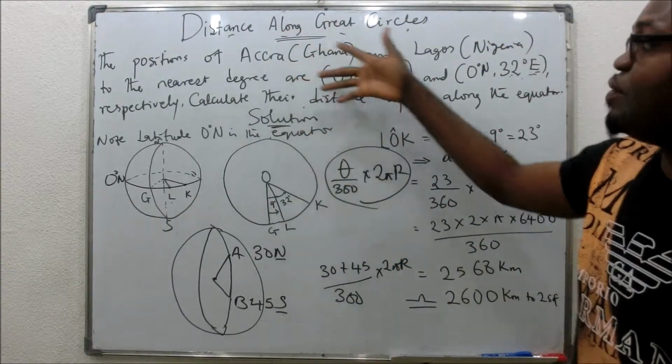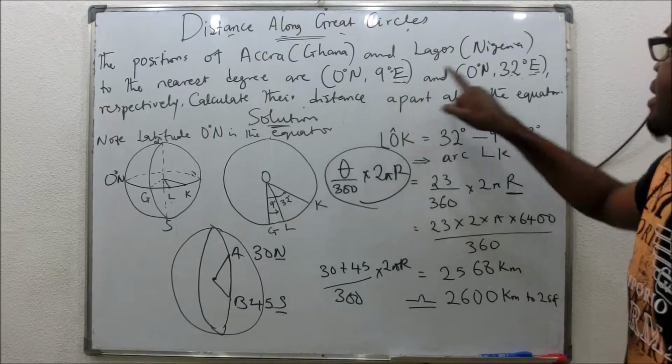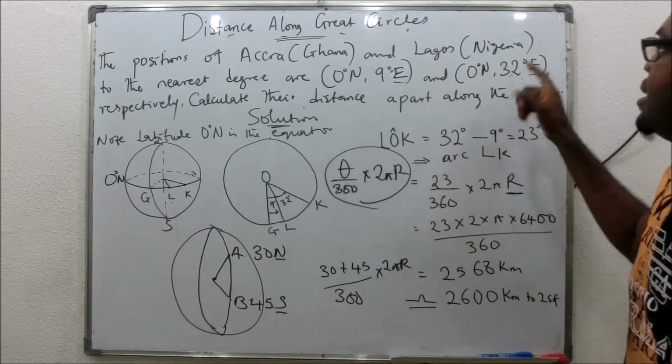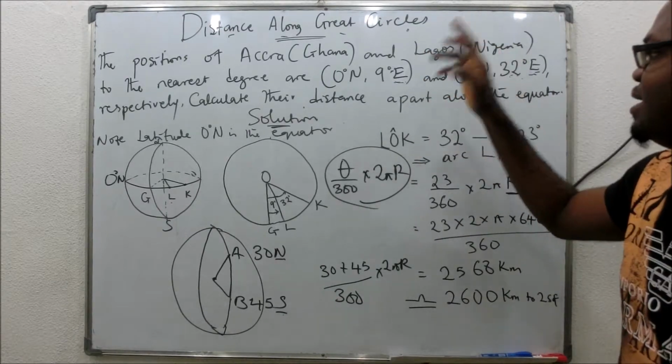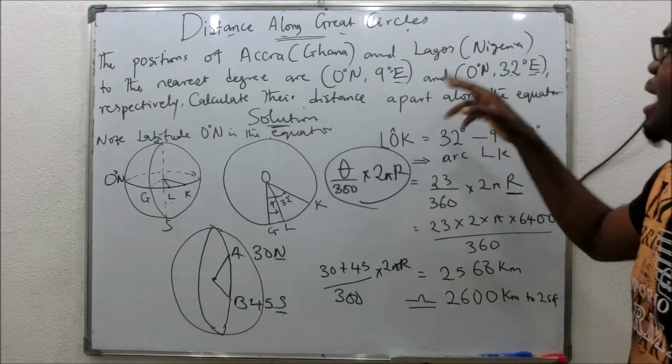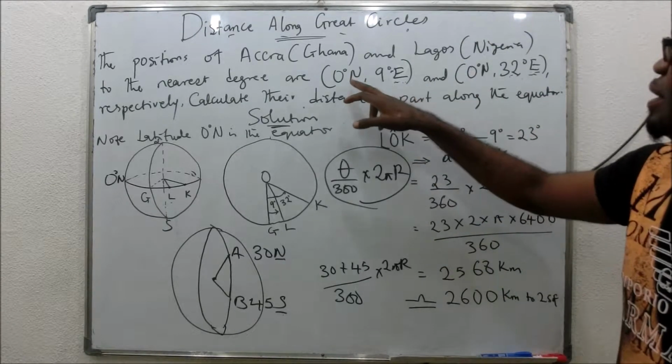So whenever you're given a question like this, just look at the positions. If it is the same, east, subtract. If it is west, subtract. If it is east and west, add. If it is west and east, add.